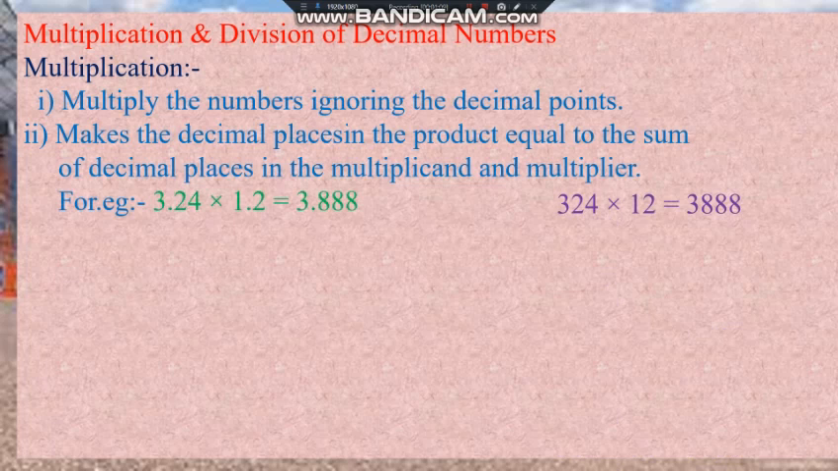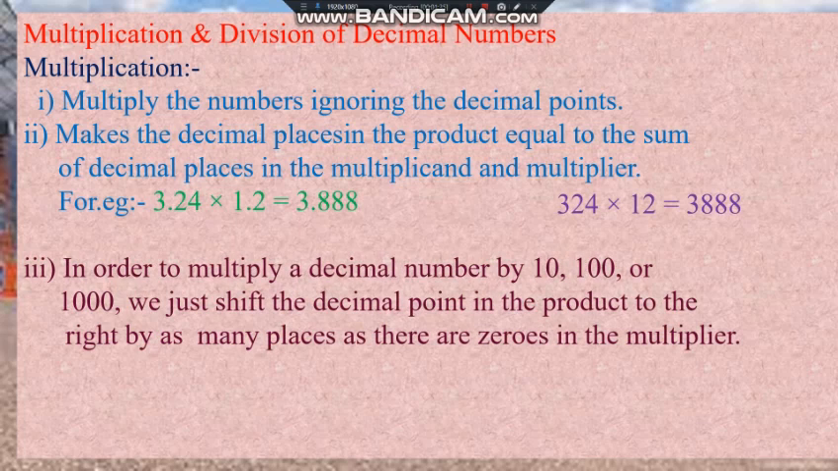Now, in 3.24, after decimal, we are having 2 digits, 2 and 4. In 1.2, 1 digit, that is 2. 2 plus 1 is 3. So, in product, we will place decimal after 3 digits from the right. So, decimal will come after 3, 3.888. Okay, after 3 digits. Understood, dear students?